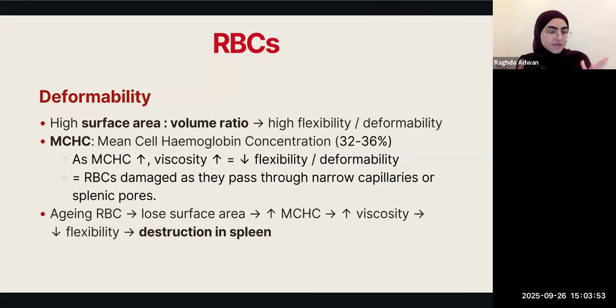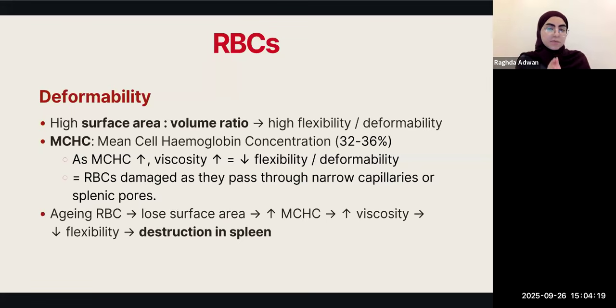And when it starts to lose surface area, the concentration of hemoglobin inside, obviously, if you're decreasing the total volume or surface area, the concentration is going to increase because now there's less space for it to take up. Now, the concentration of hemoglobin, we have a certain value for it, which we call the mean cell hemoglobin concentration, or MCHC. So as it ages and it loses surface area, the MCHC naturally is going to increase because the concentration increases as the volume decreases.